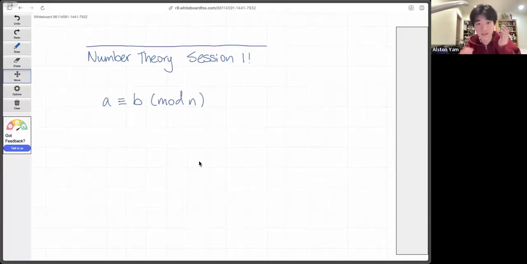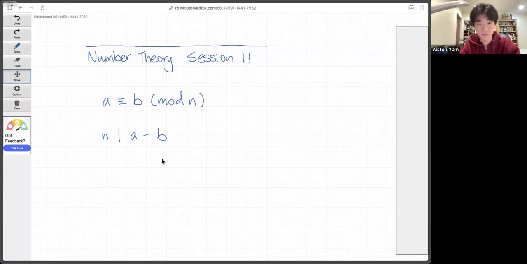So we can say that under mod n, A is congruent to B. And this will be exactly the same as saying N divides A minus B. So the difference A minus B is divisible by n. That will be exactly the same as saying A is congruent to B mod n. So that'll be our first definition.